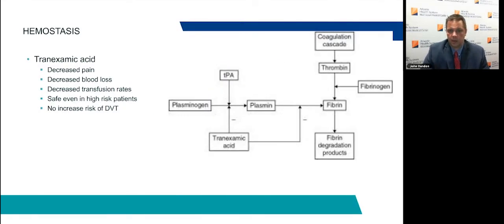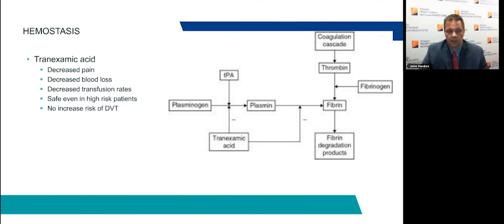Hemostasis, tranexamic acid. Love tranexamic acid. This is, to me, the most influential thing in outpatient joints that we've had. TXA, most of us know the mechanism of action. By not having big swollen knees and not having significant transfusion rates, we've enabled ourselves to get patients home safely and immediately. It's been shown to have decreased pain, decreased blood loss, decreased transfusion rates, no increase in risk of DVT, and it's safe in even high-risk patients.